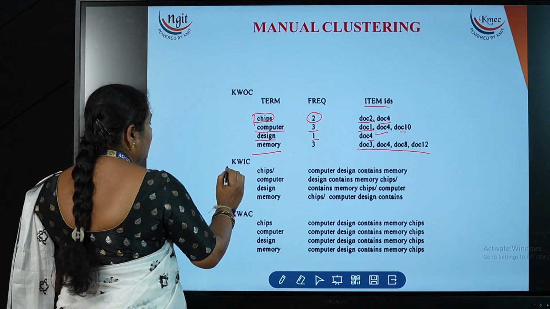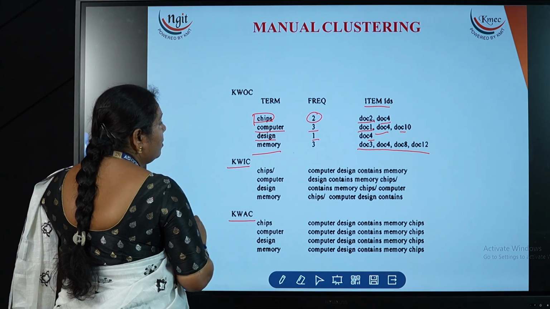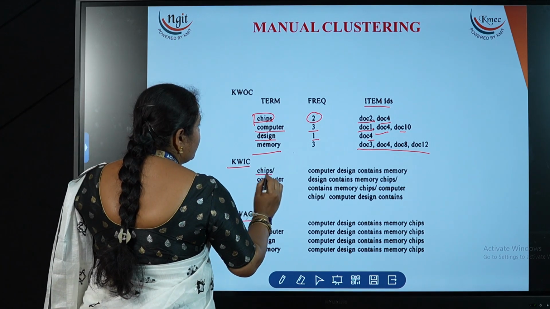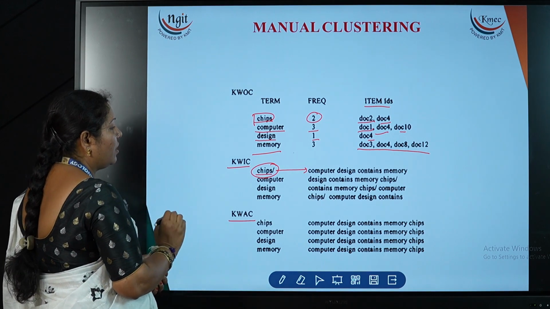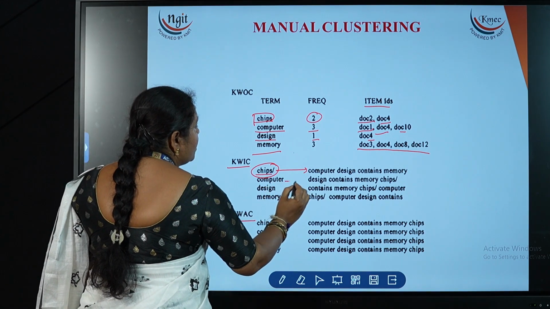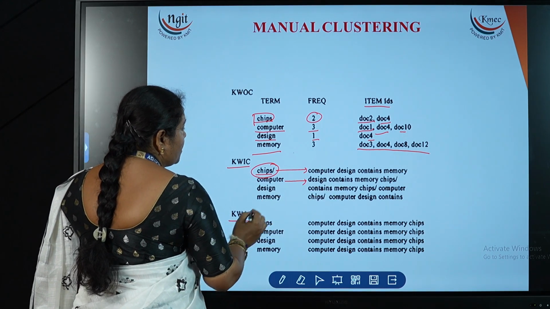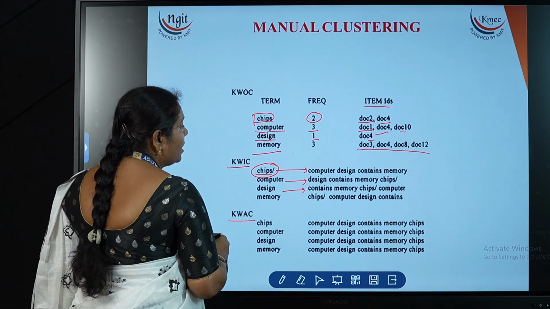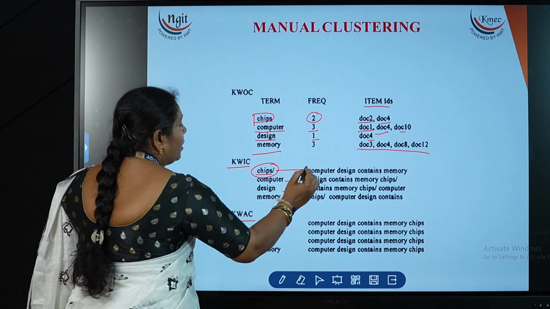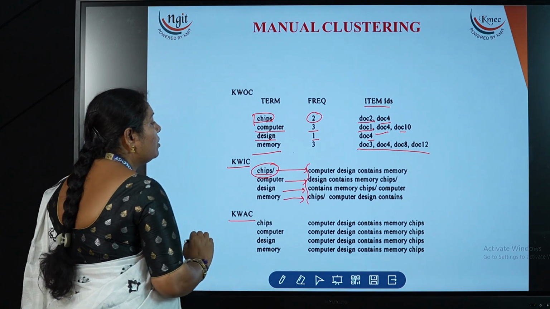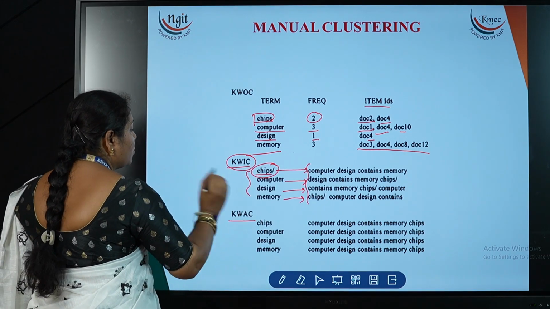Now next one is KWIC. What are we doing? Chips. What is the meaning of chip? Computer design contains memory. So design contains memory chips. Design contains memory chips and computer. Memory contains this one. So whenever you are alternating or changing the words, the complete context will be stored according to this.